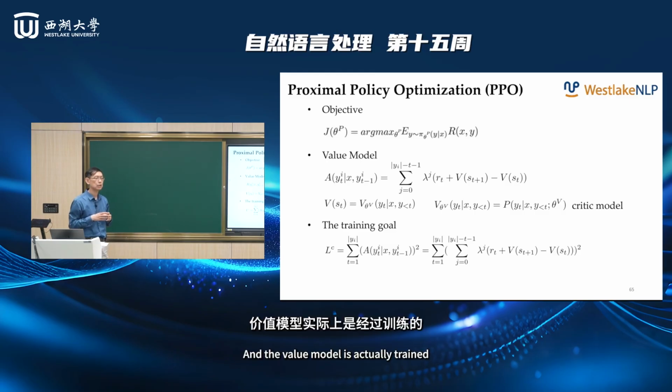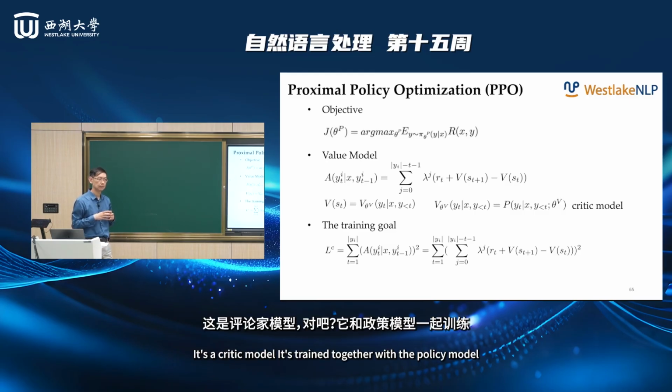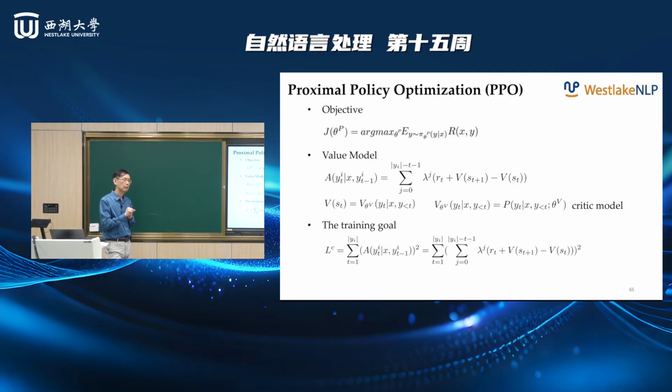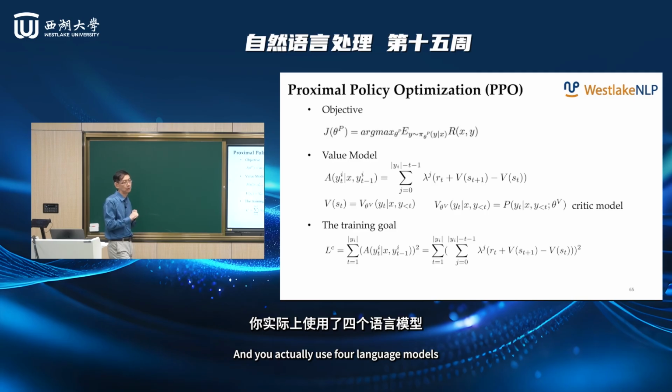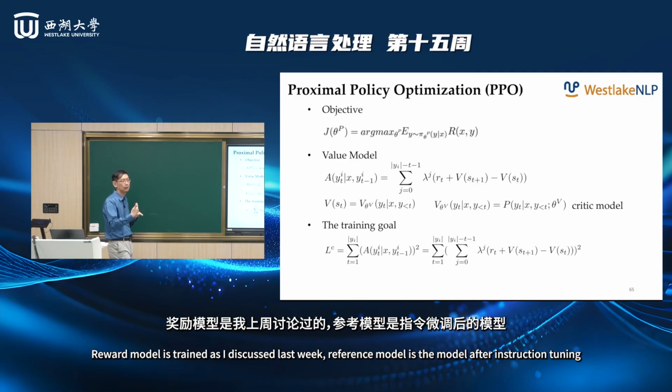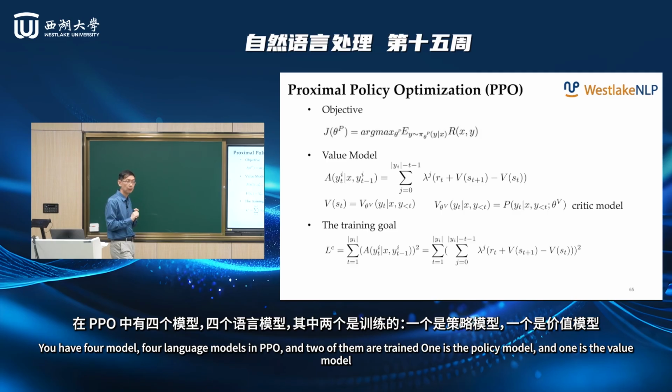And the value model is actually trained. It's the critic model, right? It's trained together with the policy model. So in PPO, you train 2 language models rather than 1. And you use 4 language models. The 2 that are not trained are the reference model and the reward model. The reward model is trained, as I discussed last week, and the reference model is the model after instruction tuning. So you have 4 language models in PPO, and 2 of them are trained: one is the policy model, and one is the value model.